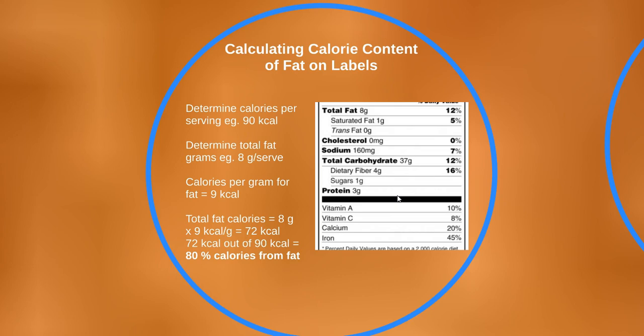So to get a truer indication, we need to turn it into calories. So we go 8 times 9 is 72. So you see over here, calories per gram, 9. Total fat calories, 8 grams times 9 is 72. Now, if I told you that this was a 90 calorie product, then 90 calories, 72 of those are coming from fat. Now, does that sound like a 92% fat-free product? The answer is, of course, not. It's actually an 80% fat product. And I don't think anyone's going to be advertising 20% fat-free.